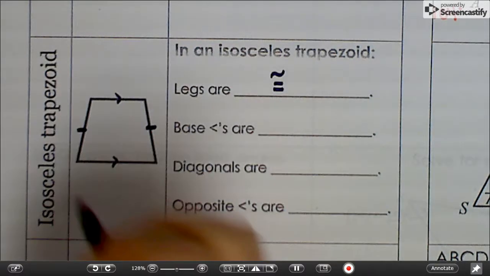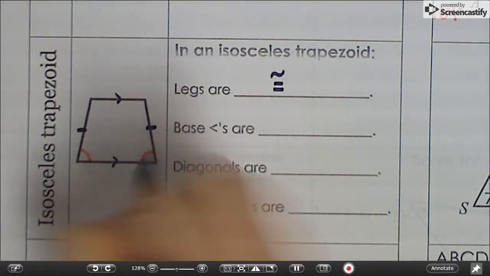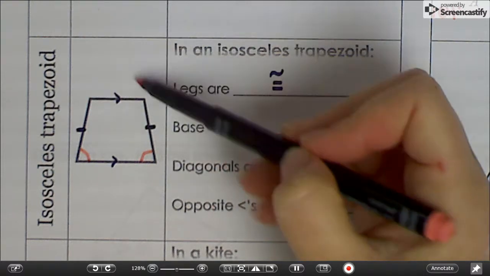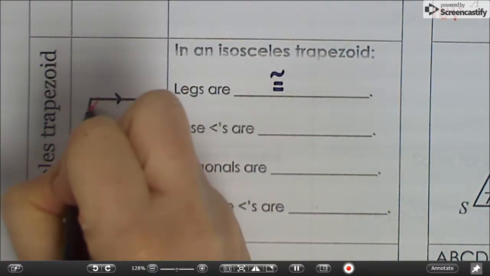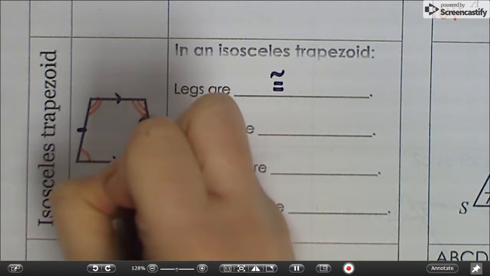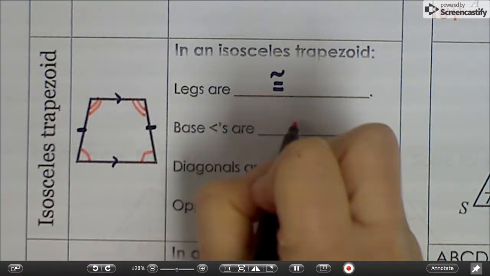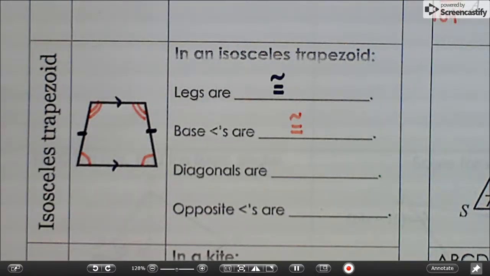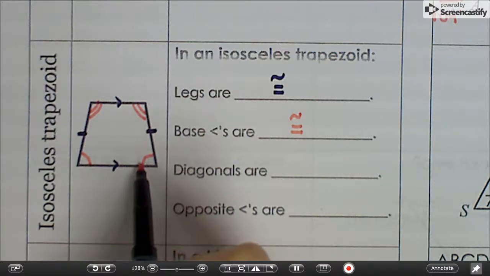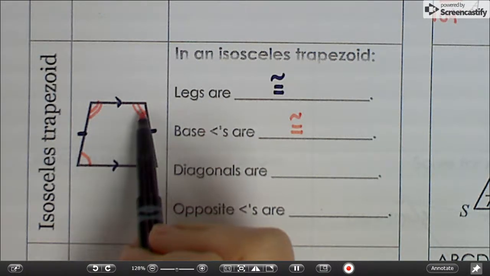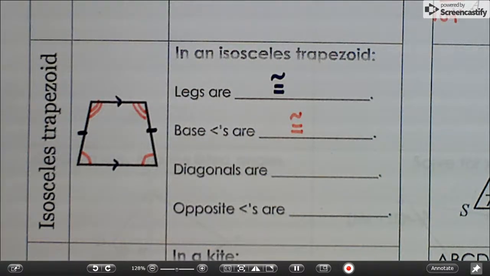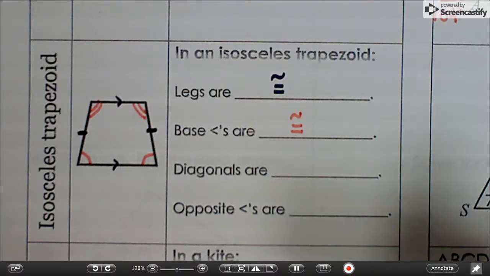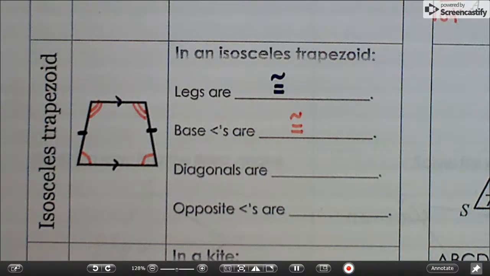The base angles, that would be down here if you think about it being part of an isosceles triangle, but they also count up here too. Each set of base angles are congruent. So these two are congruent to each other, and those two are congruent to each other. And it seems funny that they could both be called base angles, but if you kind of flip it upside down and put the other ones on the bottom, that would make sense.